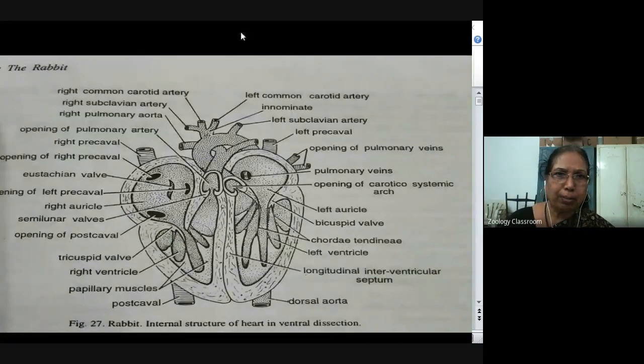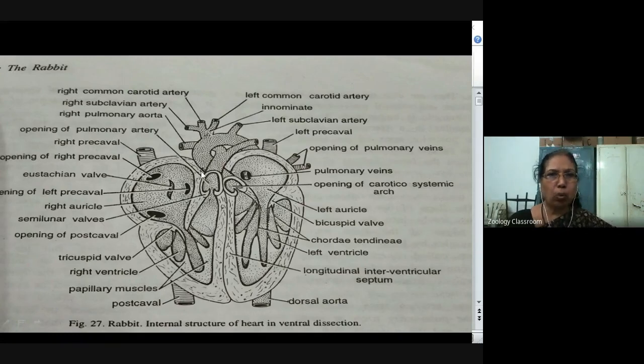Then in the rabbit, or mammal, there is a separate opening for precaval and postcaval. This is the valve, the Eustachian valve. On this side, the pulmonary vein. Then the complete separation of auricle is called the interauricular septum, and the interventricular septum. There is a valve, tricuspid valve, bicuspid valve. In mammal, in between the auricles, in embryonic condition, there is an opening. This opening is called the foramen ovale. But in adult condition, only a depression remains. This hole is completely closed, and it is called the fossa ovalis.